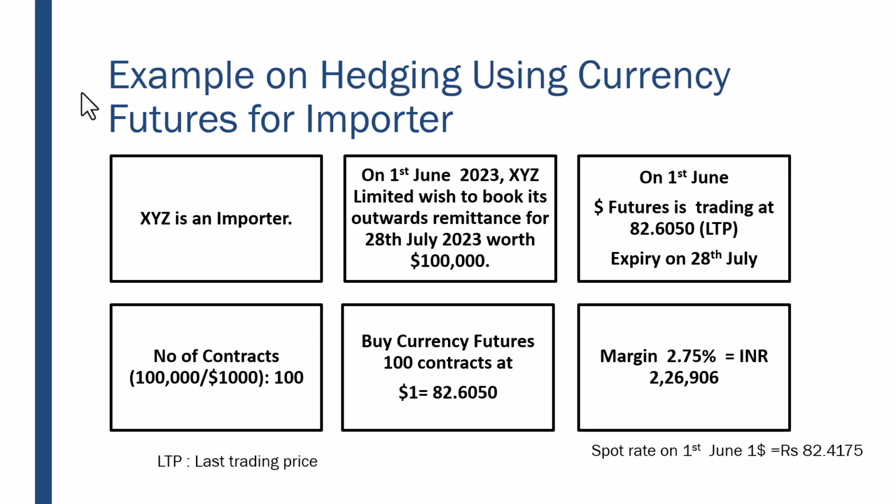Okay. A margin money of how much? 2.75%, which is 2,26,906, because the stock exchange feels that you may lose or gain every day, so that you don't run away. Okay. So to make sure that the settlement takes place without any default, there is no counterparty risk here. So they say first deposit 2,26,000 before you go further. The moment he deposits, his contract is locked. That he is going to now buy dollars at 82.60.